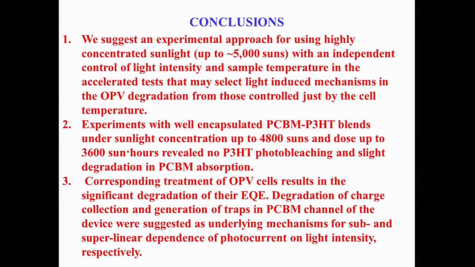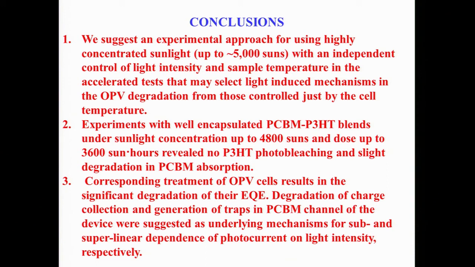Experiment with encapsulated PCBM P3ST blends under sunlight concentration up to 5,000 suns and dose up to 3,600 sun-hours reveals no P3ST photo bleaching and slight degradation in fullerene absorption. However, the corresponding treatment of the cells results in significant degradation of their external quantum efficiency and power conversion efficiency. Degradation of charge collection and generation of traps in the PCBM channel of the device were suggested as underlying mechanisms for sub and superlinear dependence of photocurrent on light intensity, respectively.